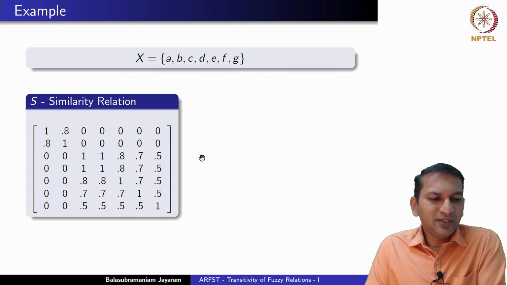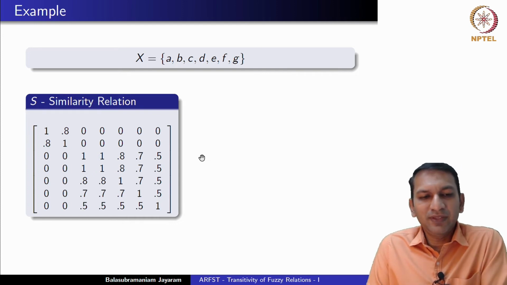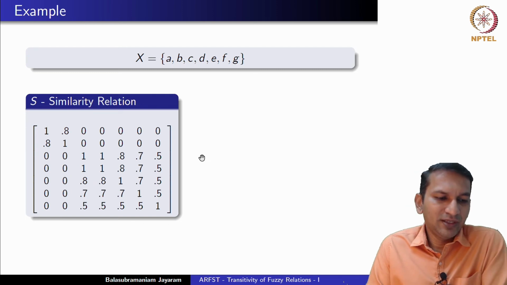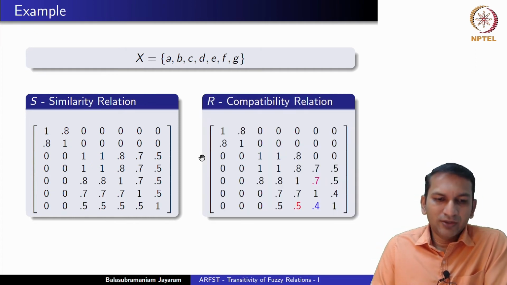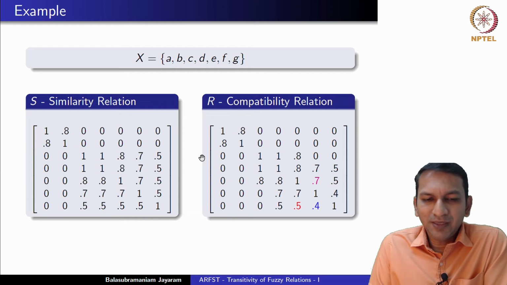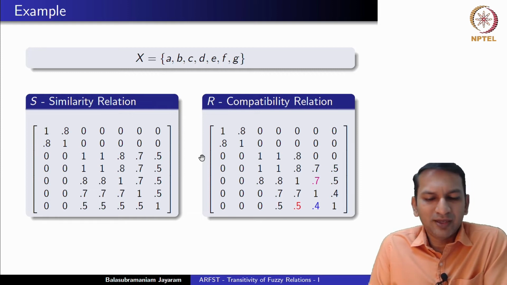In the previous lecture, we have taken this set X consisting of these 7 elements, and we have looked at 2 different relations on them. On the left now, what you see is a similarity relation. It is reflexive, symmetric, and min-transitive. On the right, we have only a compatibility relation. We in fact showed that this is not min-transitive.